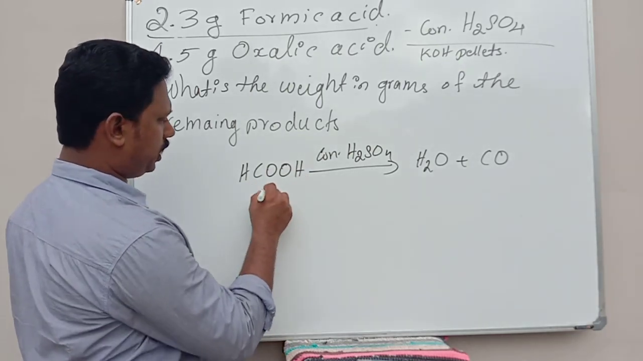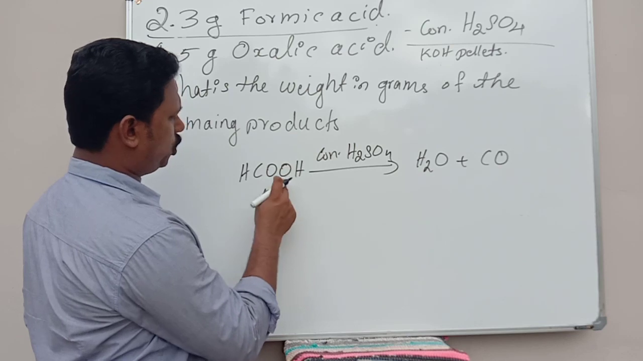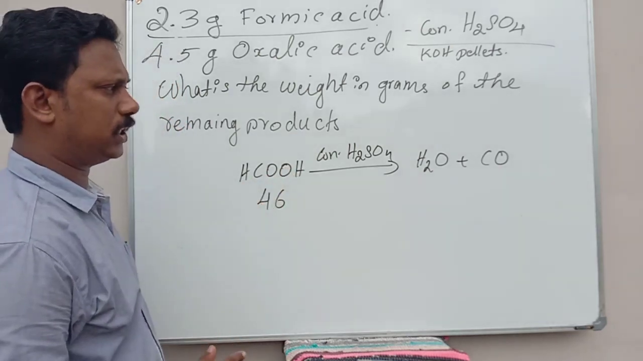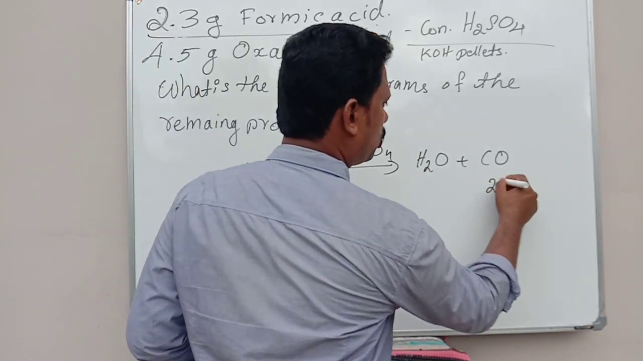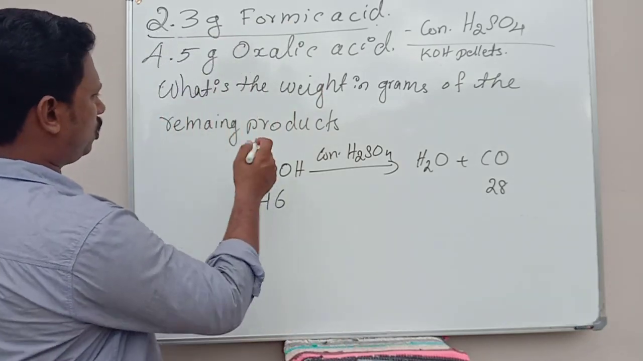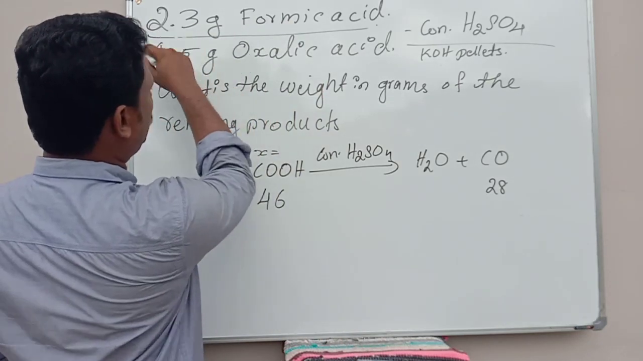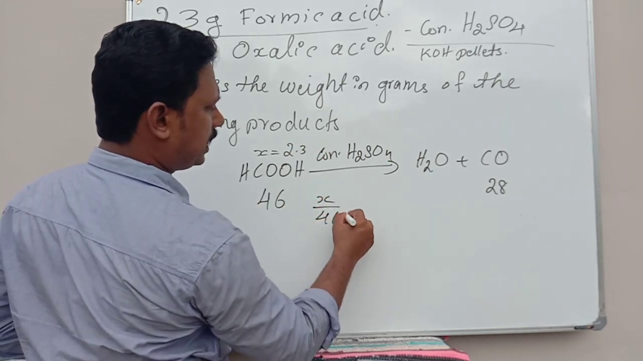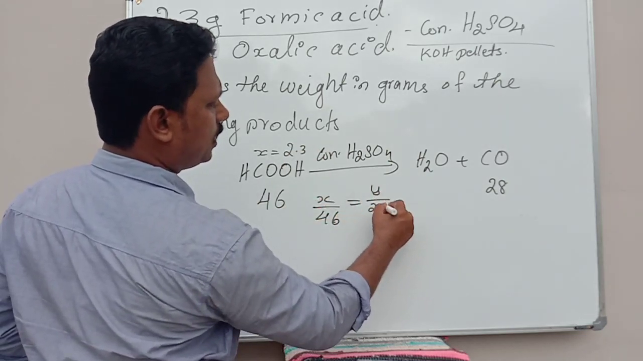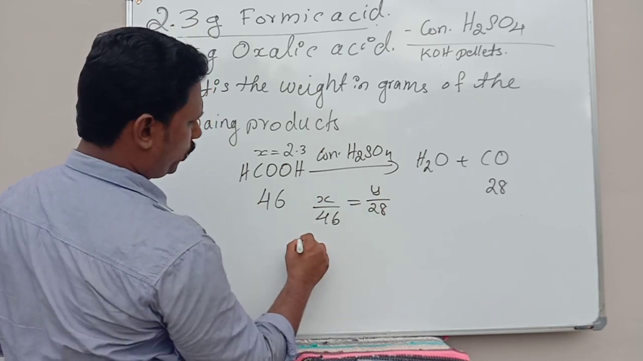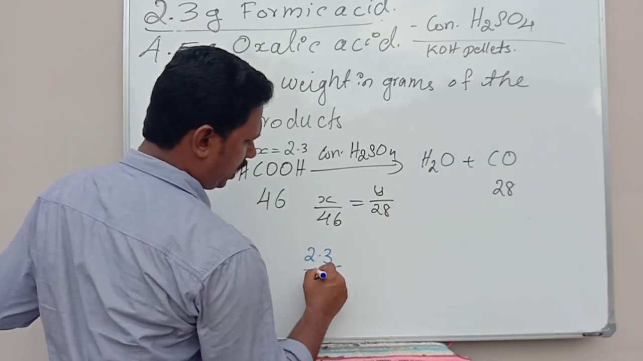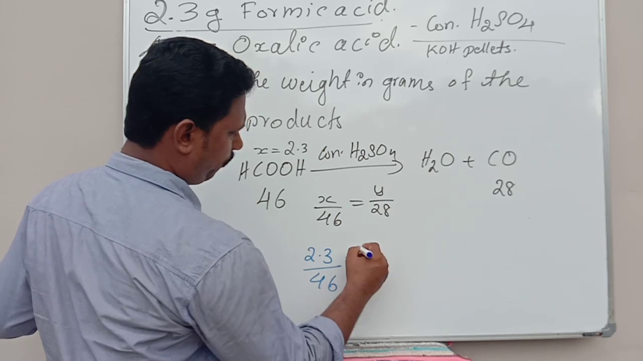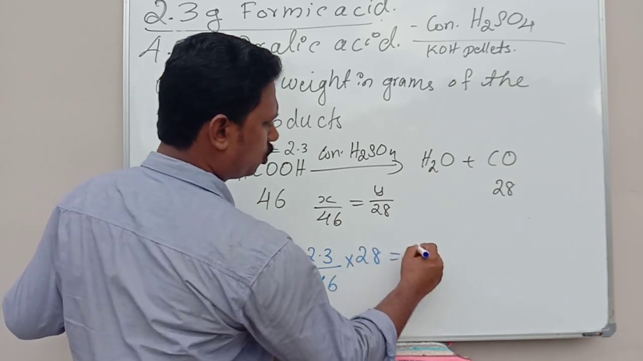What is the mass of HCOOH? The mass of HCOOH is 46. 32 plus 12 plus 2, that becomes 46. Here the mass of CO is 28. Now we have the mass of HCOOH taken as 2.3, so X is 2.3. X by 46 equals Y by 28. So 2.3 by 46 into 28 is equal to Y.